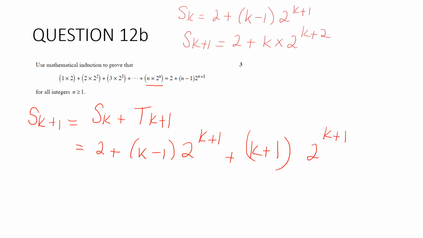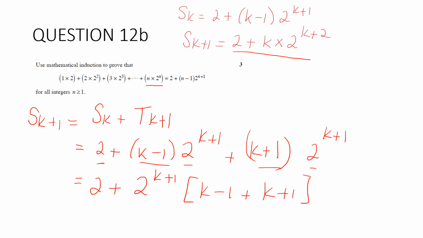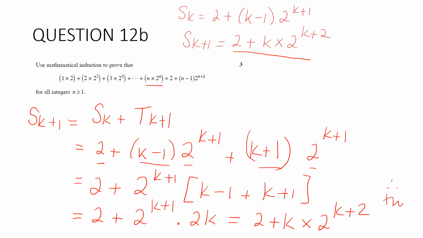All right, looking at where we need to go, we've got the 2 there, I'm just going to leave that alone. Plus, let's make this a common factor, 2 to the k plus 1. We've got k minus 1 plus k plus 1, which is equal to 2 plus 2 to the k plus 1 times by 2k, which is equal to 2 plus k times 2 to the k plus 2. Therefore, true for n equals k plus 1. Therefore, by the principle of mathematical induction, true for all n.